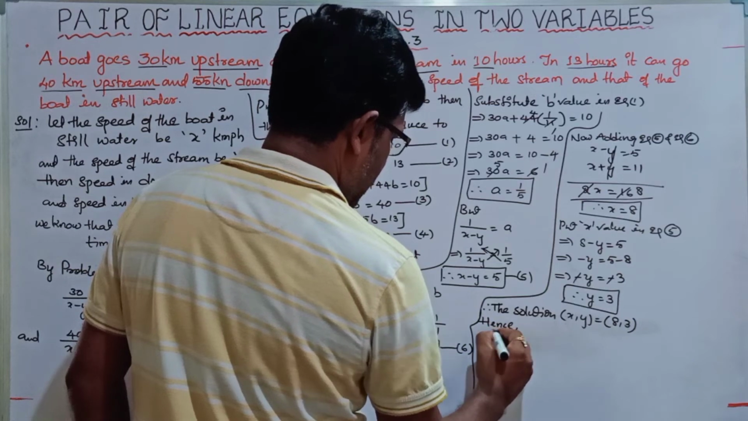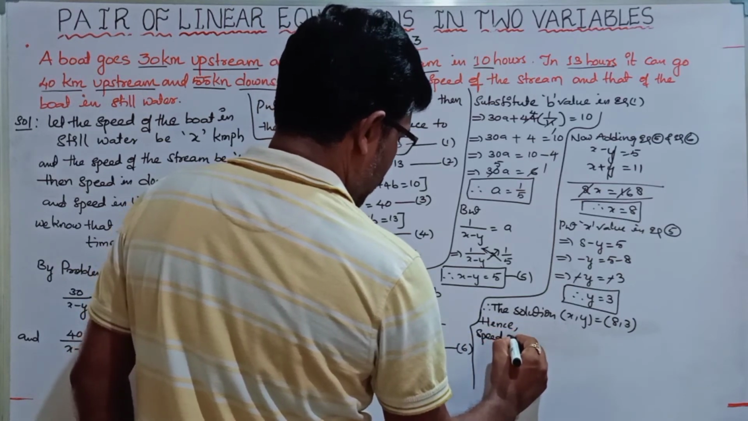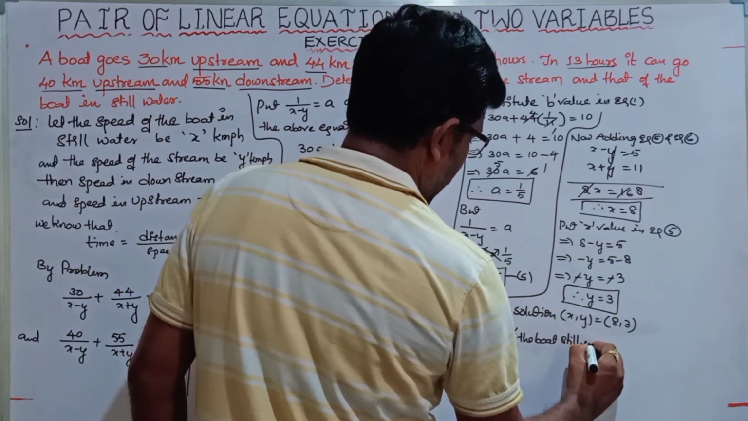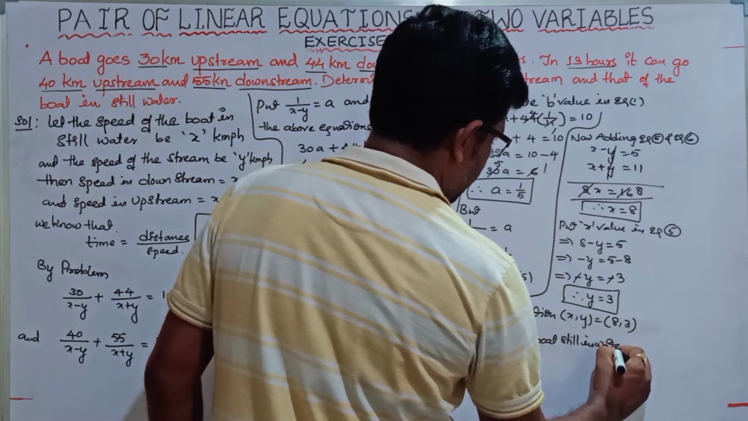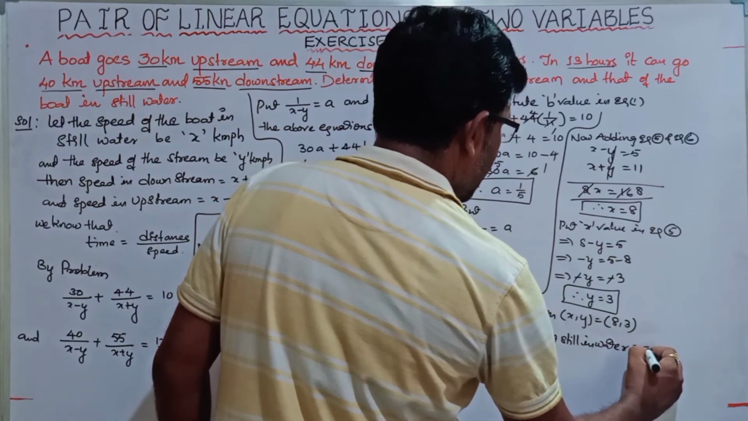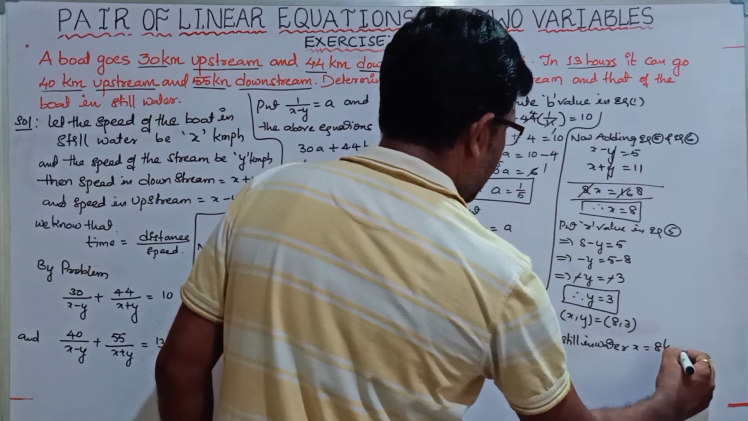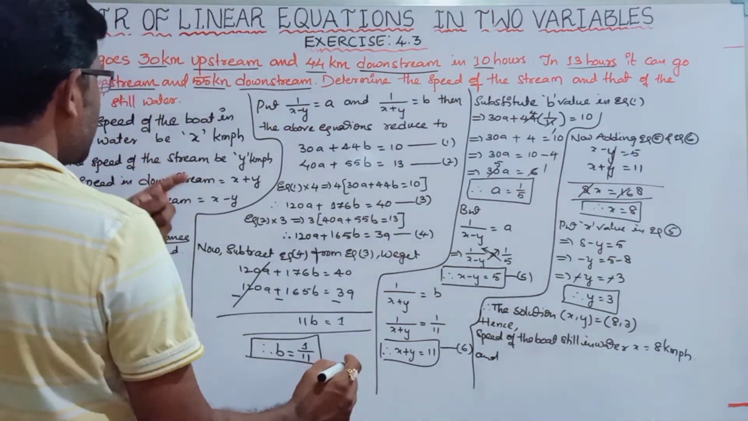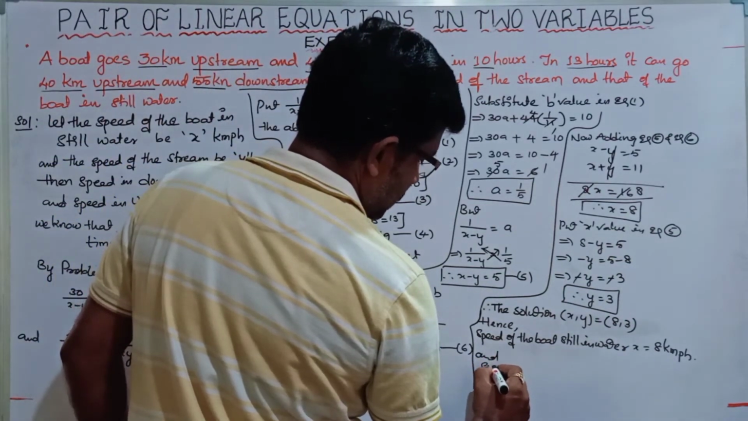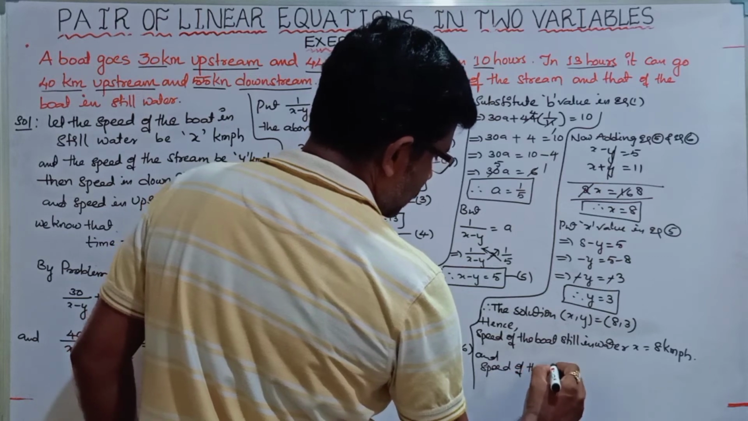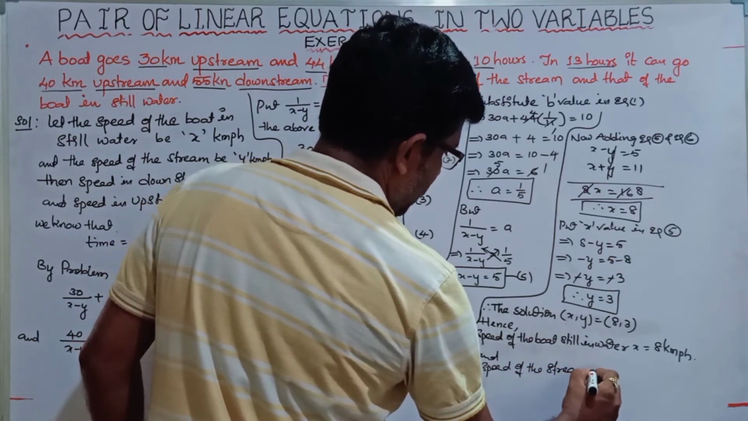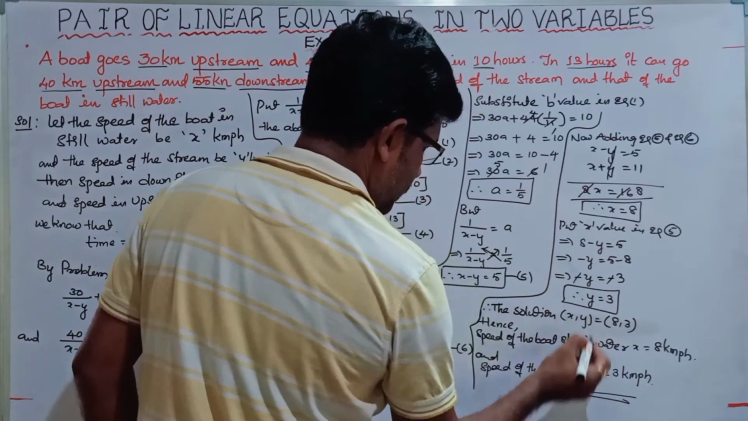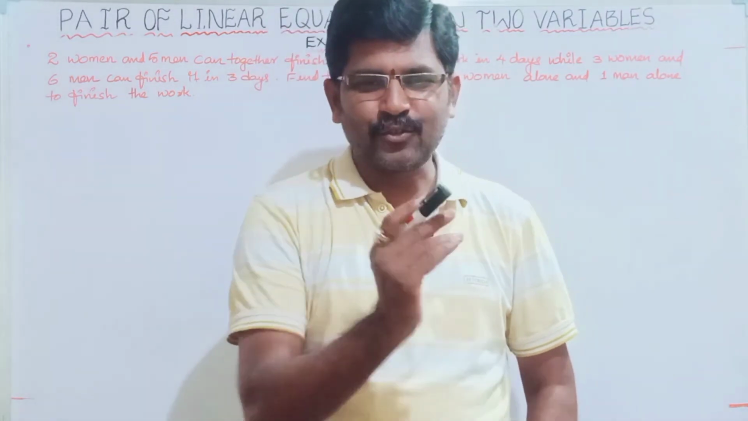Hence speed of the boat in still water, x is equals to 8 km per hour, and the speed of the stream y is equals to 3 km per hour. Move to another word problem.